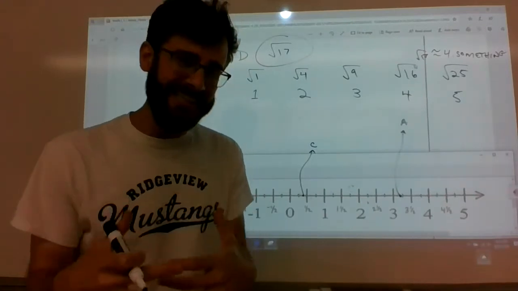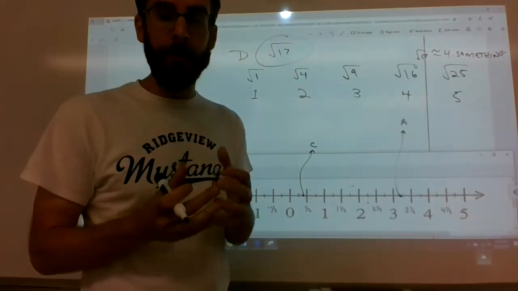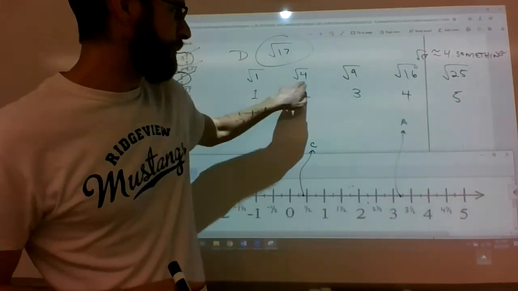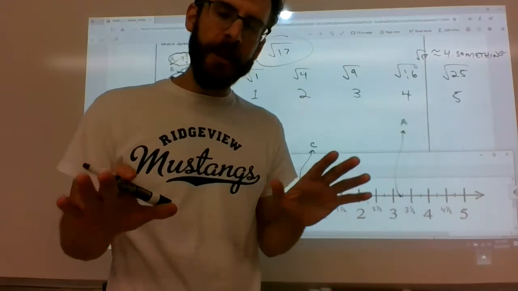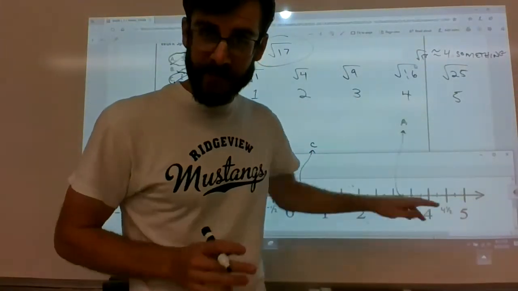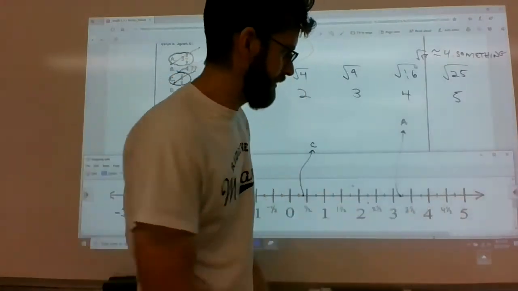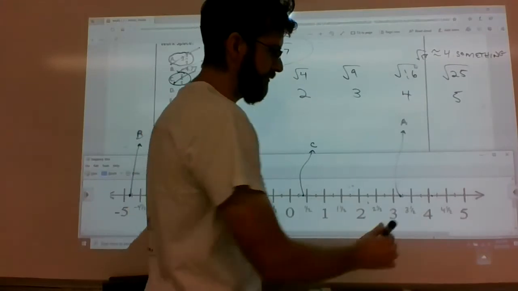Now, for simplicity's sake, I'm keeping the numbers relatively close to the perfect square. That's what we call these numbers right here, before it or after it. So then all you got to do is say, it's 4 point something. 4 point something means go a little bit more to the right. And then you got it. Root 17 is to the right of 4.